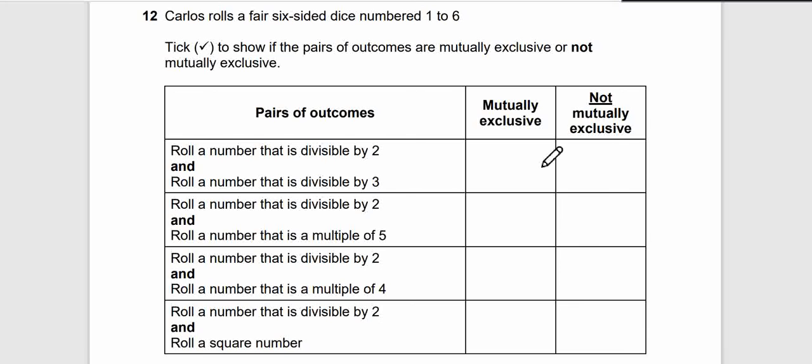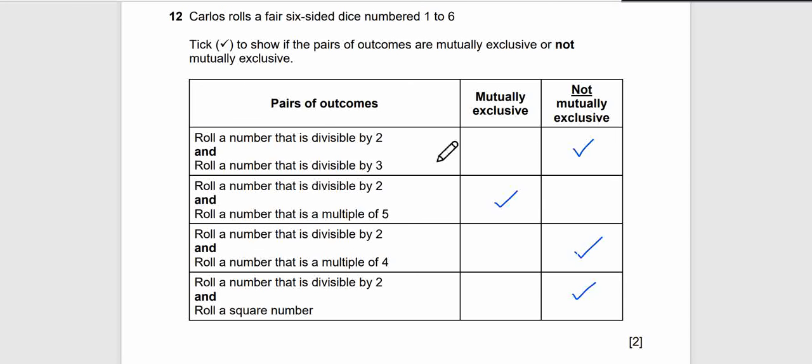Right guys, let's open up the answer. Here we go, this one is not mutually exclusive. Since we roll a number that is divisible by 2 and that is divisible by 3. So we have numbers 1, 2, 3, 4, 5, 6. Divisible by 2 is 2, 4, 6. Divisible by 3 is 3 and 6. So there is an overlap in here. It means these two events are not mutually exclusive.